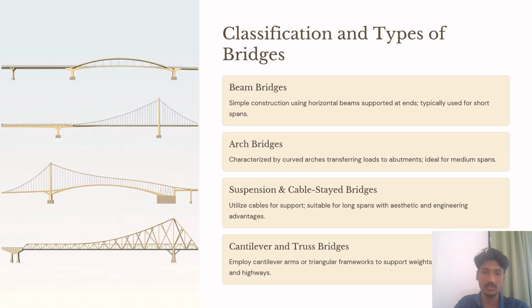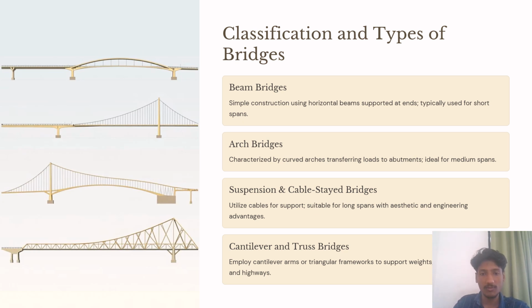The second type is arch bridges, characterized by curved arches transferring load to abutments, ideal for medium spans. This type of bridge is usually seen in coastal regions and bridges like sea links also.